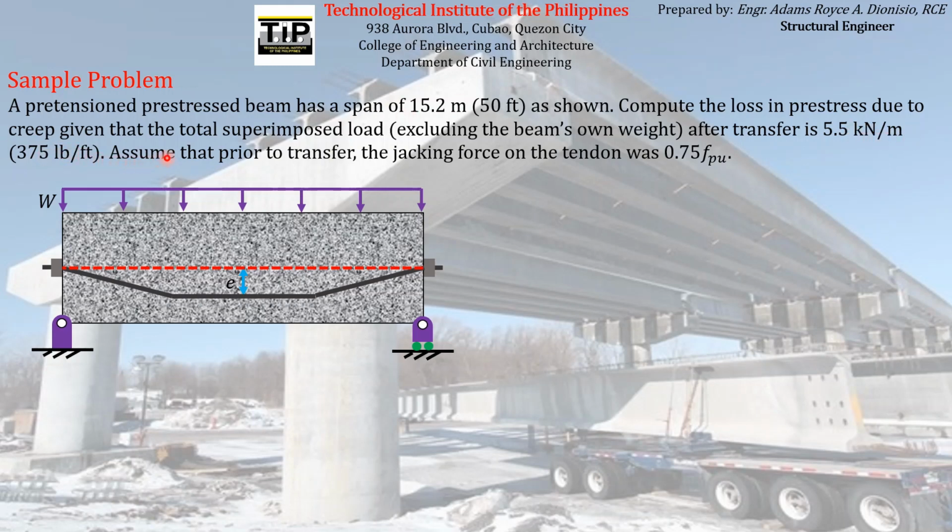feet. Assume that prior to transfer, the jacking force on the tendon was 0.75 FPU, which is actually the initial pre-stressing, the initial pre-stress that will be transferred on the concrete element. So this is actually the initial pre-stress that will be transferred to the concrete at transfer.